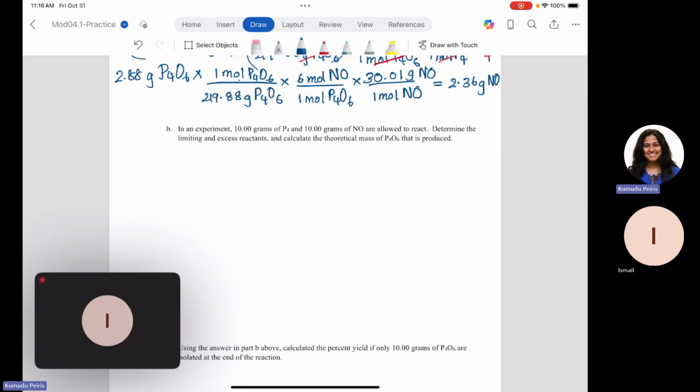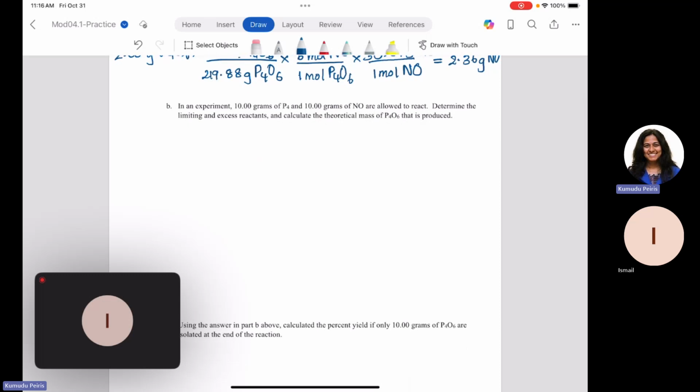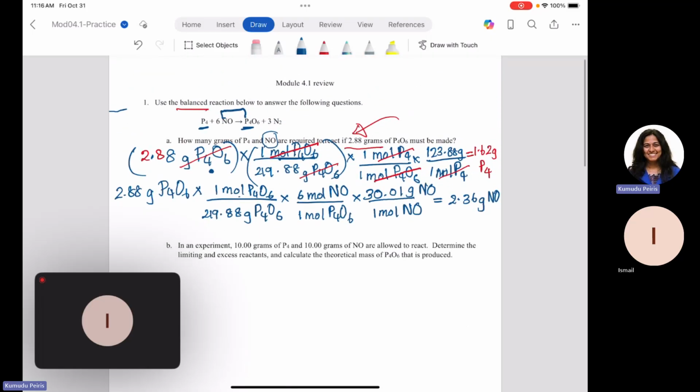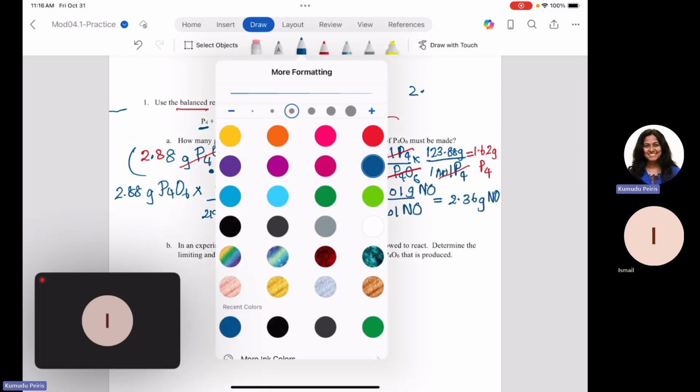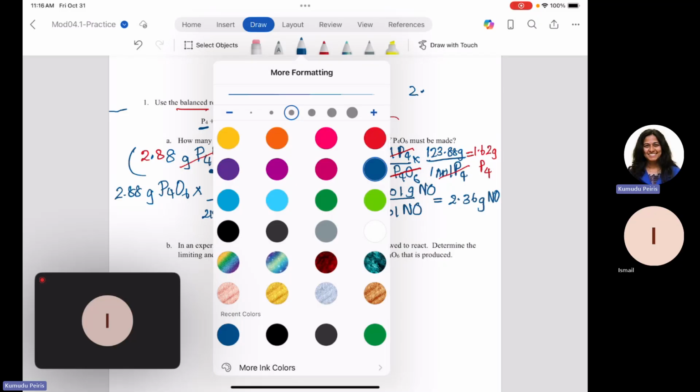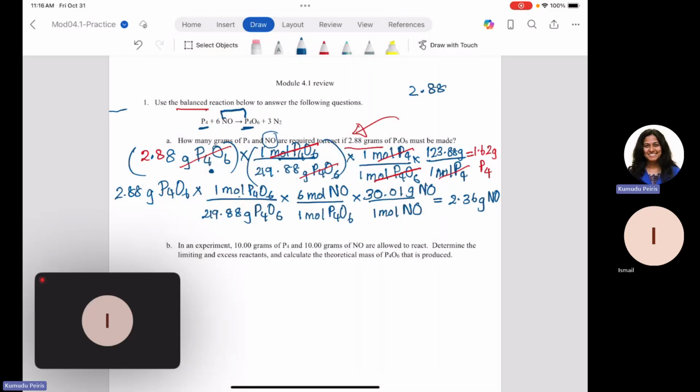In an experiment, 10.00 grams. Okay, before that, let me see whether I put the correct number of sig figs. Yes, 2.88 has three significant figures, right? So that's why I have to give the answer with three significant figures, right? Okay, now we'll move to the next one.